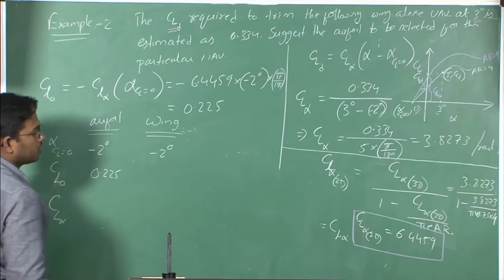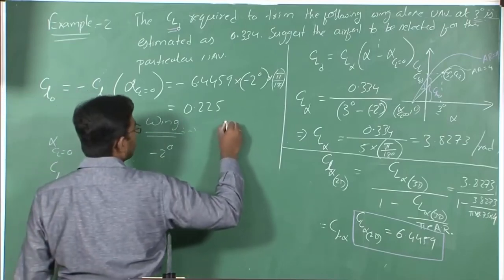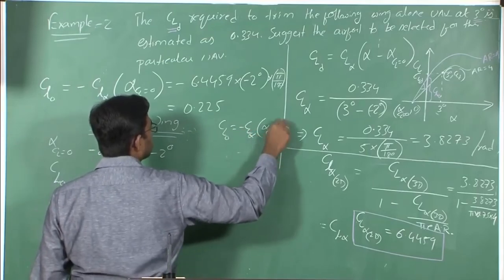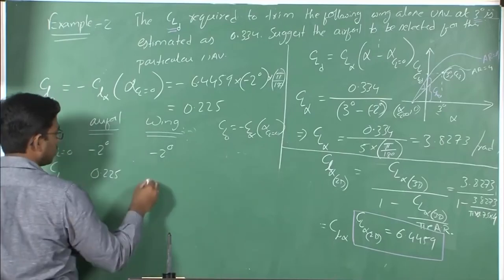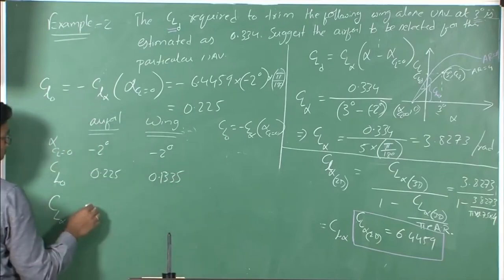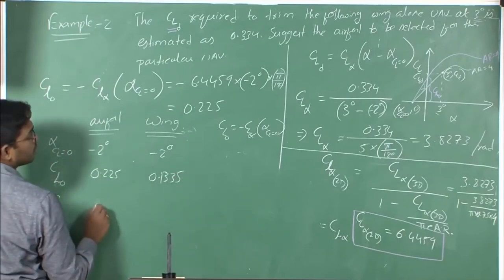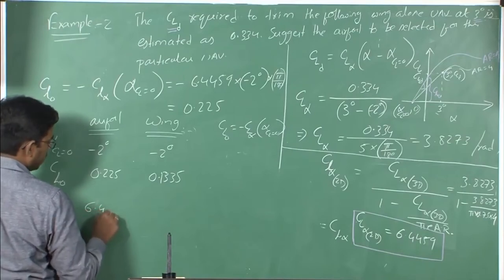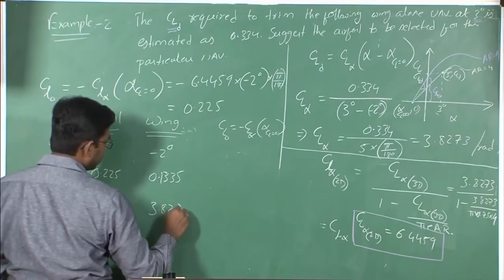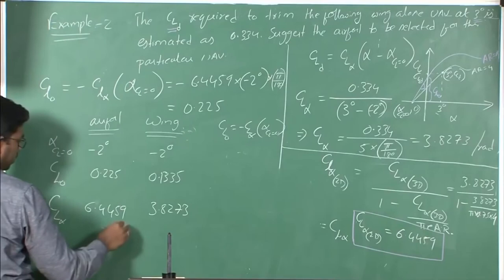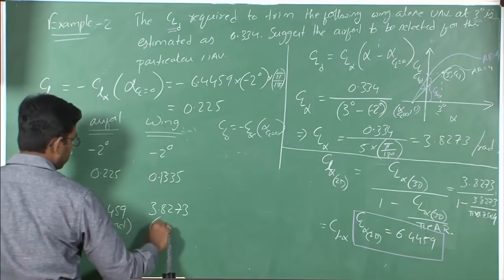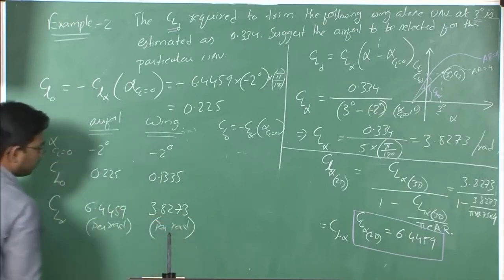What will be CL naught of the wing? 0.1335. So we can find out that CL naught is equal to minus CL alpha into alpha at which CL is equal to 0. You substitute the wing CL alpha, you will get the corresponding CL, 0.1335. And CL alpha of the airfoil is 6.4459, of the wing is 3.8273. These are per radian.